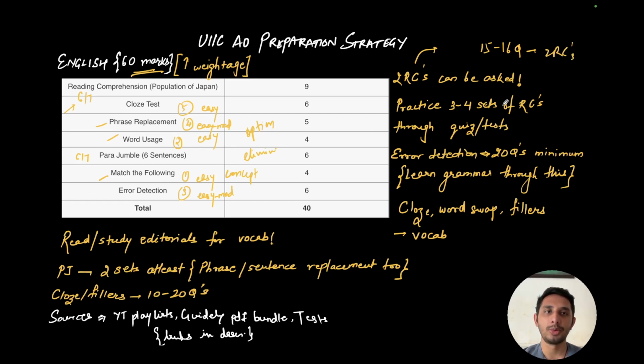You need to practice more, practice 3 to 4 sets of RCs through quiz or test, whatever source you have. Error detection, at least 20 questions you should solve in a day. If you are weak at English, at least 20 or more. I used to solve even 40, 50 questions of error detection at my time. All right, so you need to learn grammar through this. I had learned grammar through this.